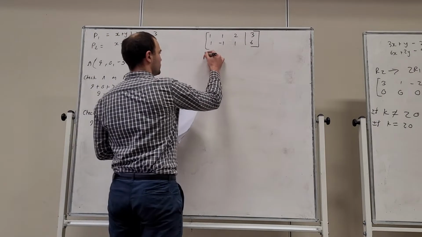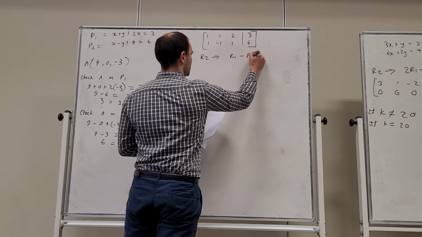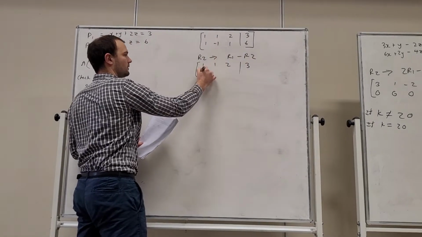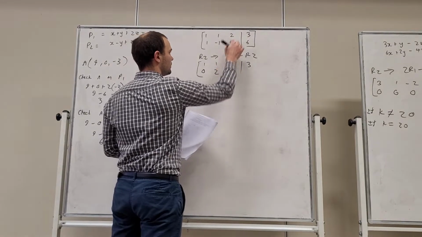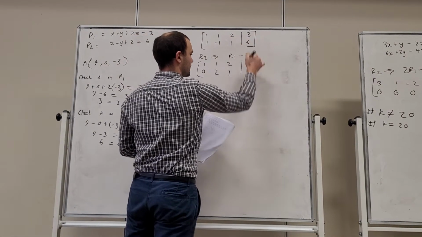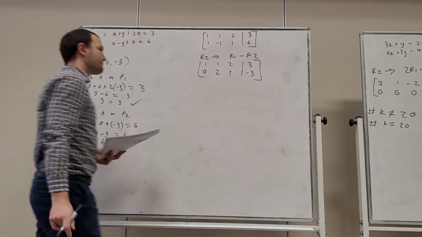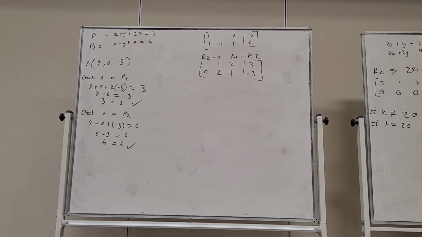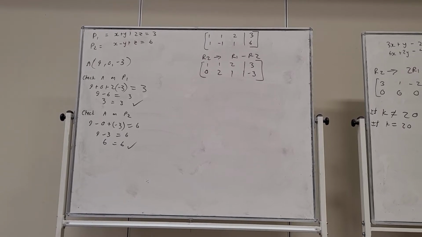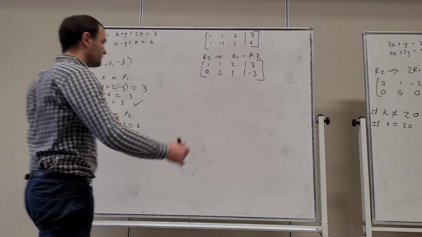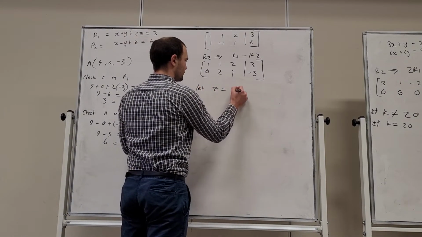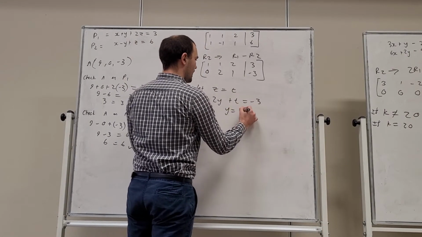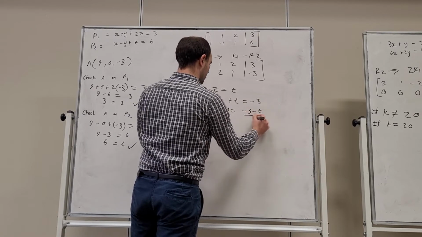Let's replace row 2 with row 1, take row 2. It's going to give us 1 take 1, 1 take away minus 1, 2 take away 1, 3 take away 6. All right, let's go ahead and solve. We're going to let z equal t. Therefore, 2y plus t is minus 3. We're going to get y equals minus 3 take t on 2.